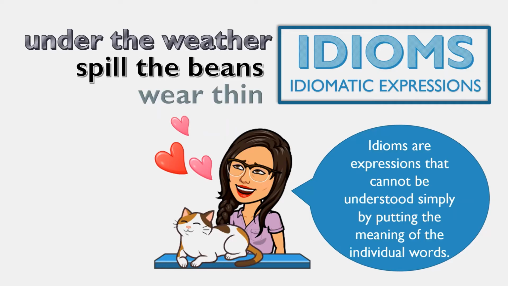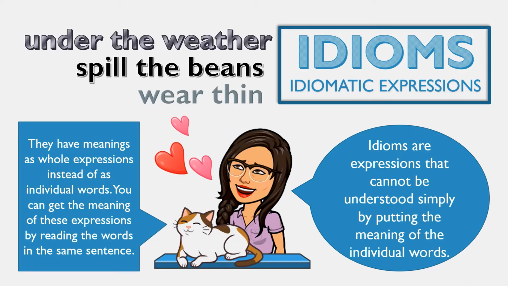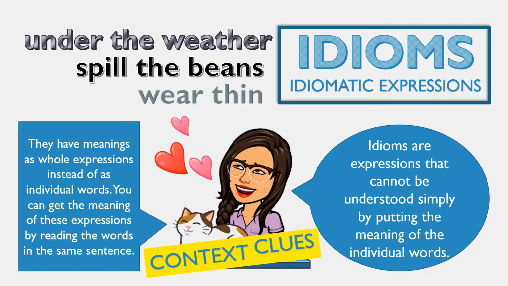Idioms are expressions that cannot be understood simply by putting together the meaning of the individual words. Thus, when we say spill the beans, it doesn't really mean that you are holding some beans and spilling them out there. Or when we say wear thin, it doesn't mean that it has gone thinner. It's way more than that. They have meanings as whole expressions instead of as individual words. You can get the meaning of these expressions by reading the words in the same sentence. By doing so, you can get what we call context clues.